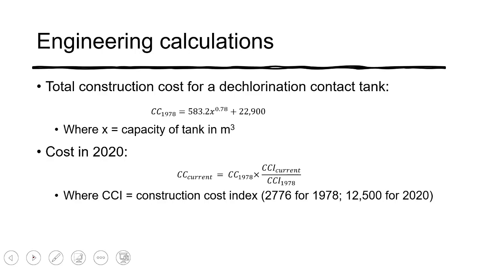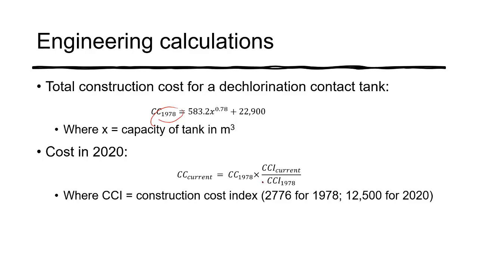What you will do, though, is determine the cost for a dechlorination contact tank. This is actually the construction cost for a chlorination tank. We're going to assume that they're equivalent. But note, it is in 1978 dollars, so we need to update that cost to 2020.